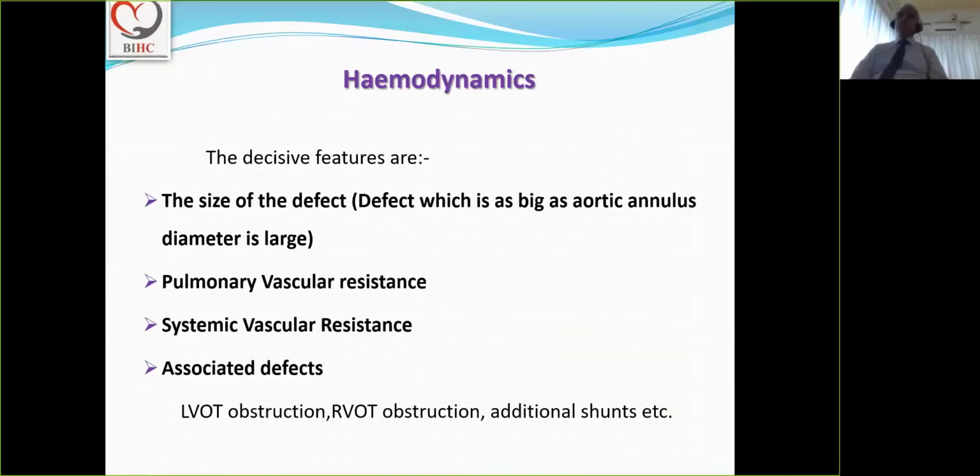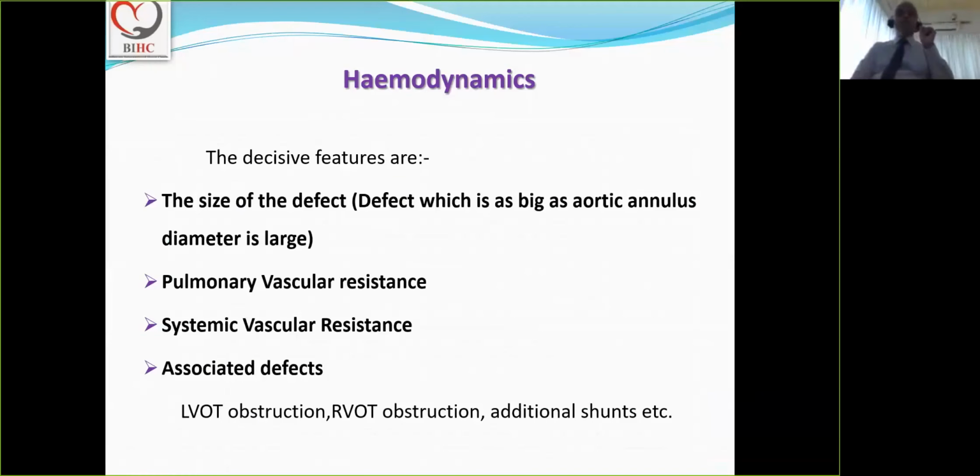What does a VSD do? What a VSD does to the heart and circulation is decided by the size of the defect, because imagine the left ventricle and the VSD. If the VSD is as big as the diameter of the aortic annulus, the LV can eject into the RV as well as it can eject into the aorta. That is why we take the aortic annulus diameter as a benchmark measurement for calling a VSD large or otherwise. So the size of the defect is an important determinant of its hemodynamic outcome.